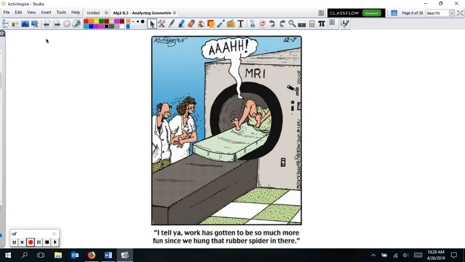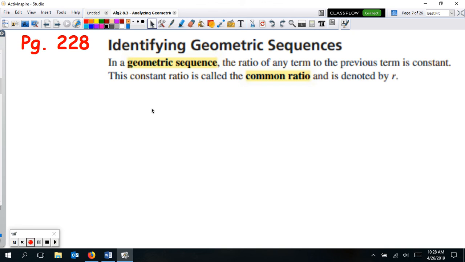Alright, so let's go on to our first part with the geometric sequences here. Just identifying a geometric sequence is the first thing to do. So on page 228, go and look at that, and you want to write this down for the geometric sequence. For the vocabulary, you'll notice that in a geometric sequence the ratio of any term to the previous term is constant. Ratio would be like a fraction. So basically, if you have your second term over your first term, and then your third term over your second term, that would be a number. Basically, what you're doing is you're multiplying or dividing by the same number every time.